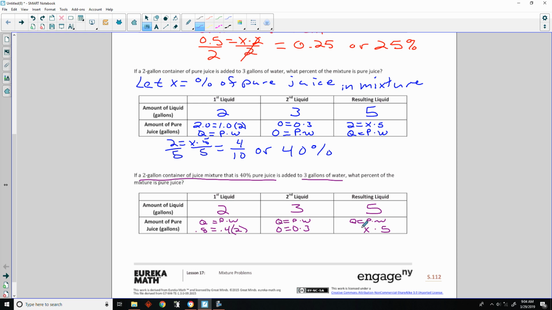0.8 gallons. So that would be 0.8 equals X times 5. So if I divide both sides by 5, then I get X equals 0.8 divided by 5 is 0.16, or 16%.